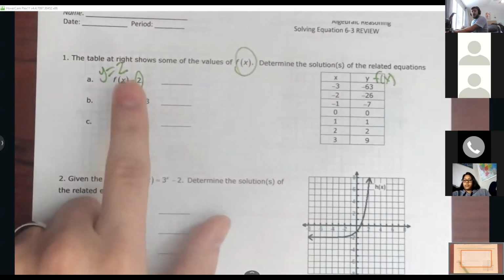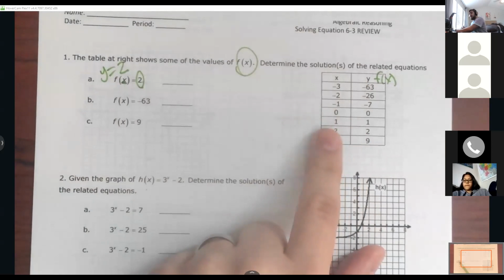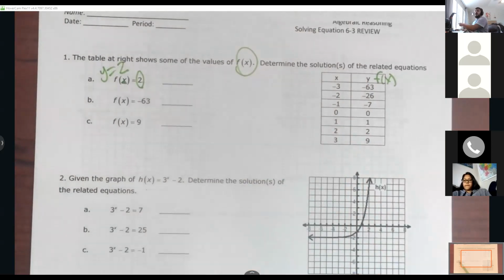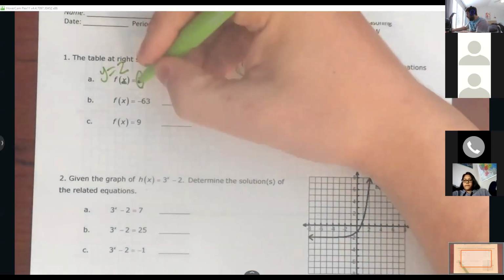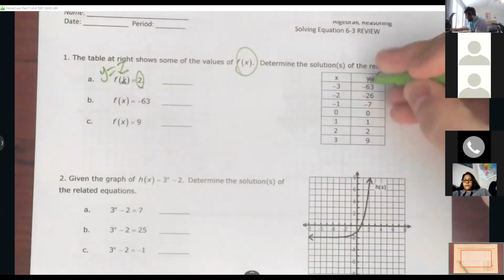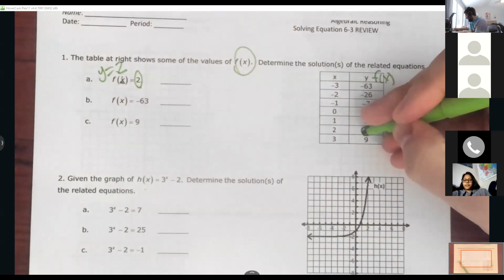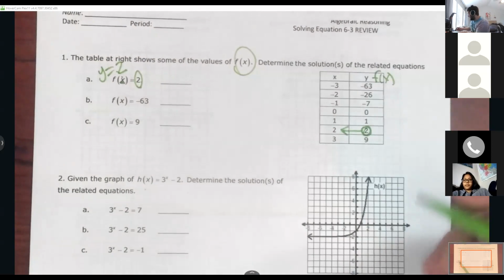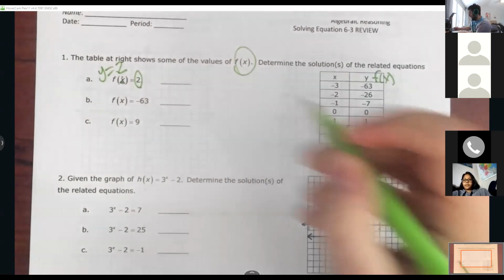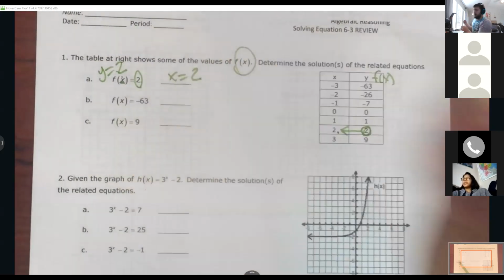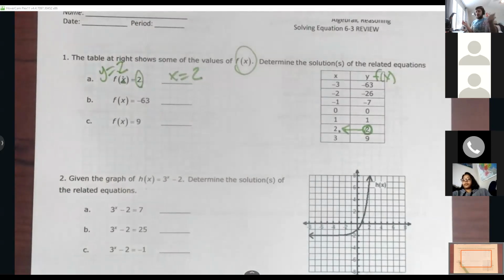So what we've got to do is look at the question and say, what is it asking us for? And then go to the table or the graph that they have for us and say, okay, we found the thing they're asking for. They said y is 2, right? So we look for y equals 2 right here. And then we say x is 2. So that's the answer. We say x equals 2, and that's our solution.